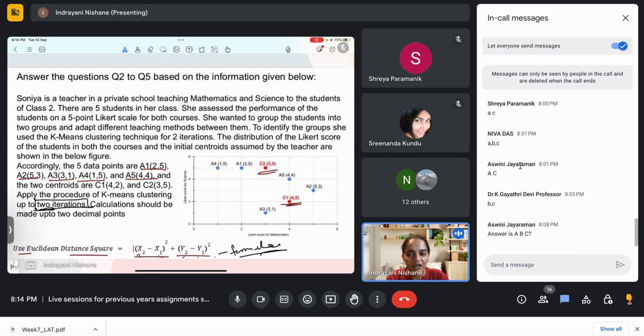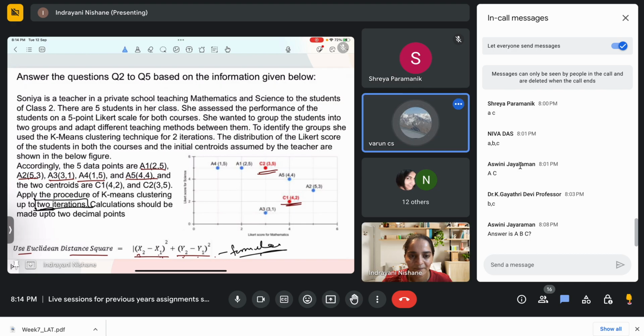So now I hope, Shreya, you have understood the process of how to compute the centroid and everything. Yes, ma'am, that's clear to me. Okay, great, good to hear that. So I'm assuming there are no more doubts.